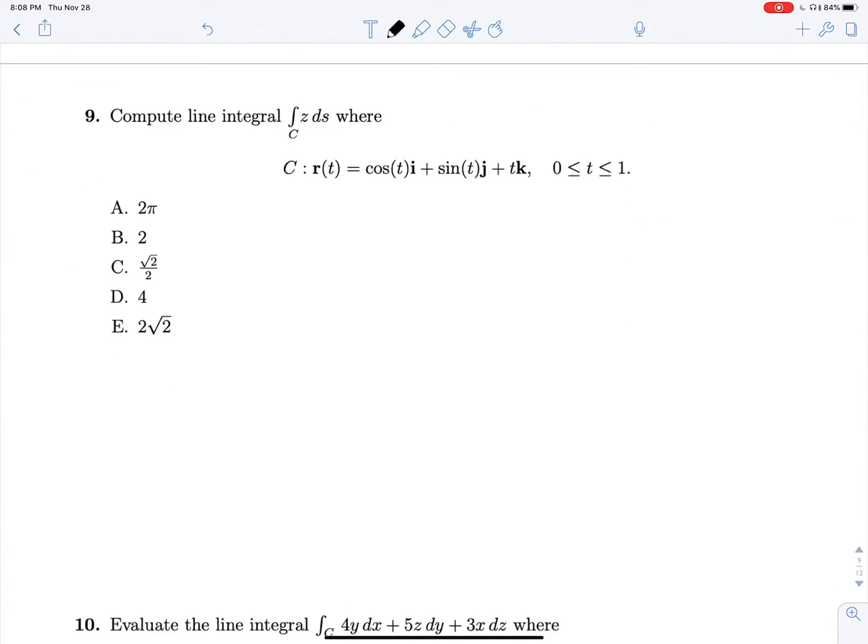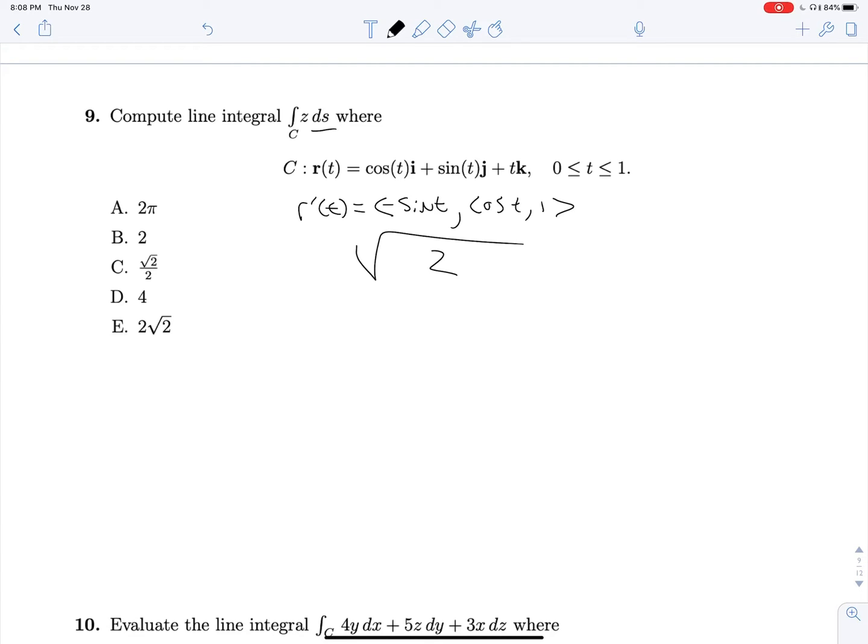Let's compute this line integral, and we see that it's in the form ds. So we know that when we have ds, we need to find the magnitude of our r prime of t, and that will let us replace it with a dt. So r prime of t is going to be negative sine t, cosine t, 1, and we can find the magnitude of this. This is just going to be sine squared plus cosine squared plus 1, so that's going to be root 2.